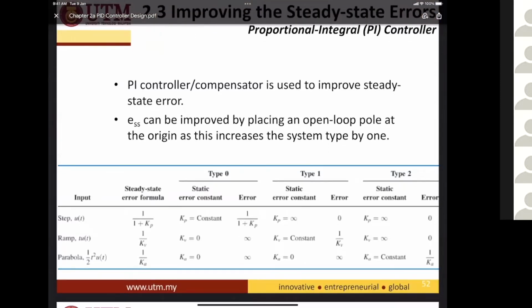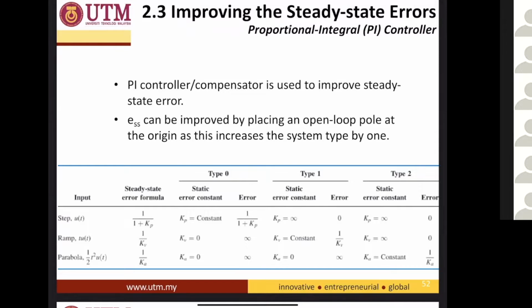Slide 52, chapter 2A, the one that I was up to just now. So improving steady state error using PI controller. PI controller is the second controller after P controller, which is used to improve steady state error.